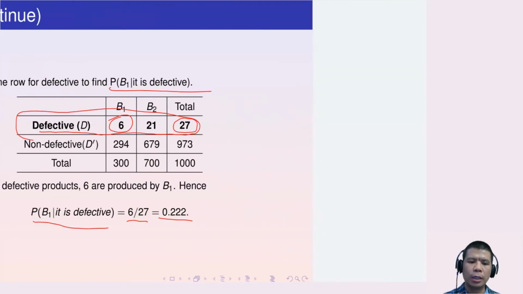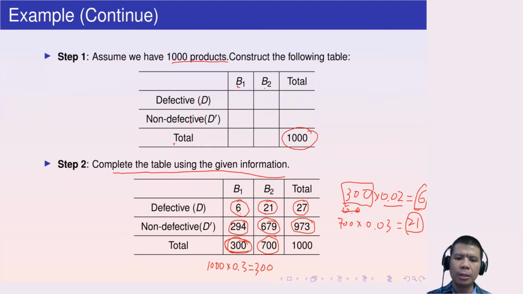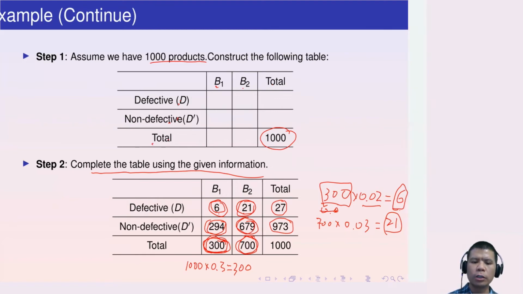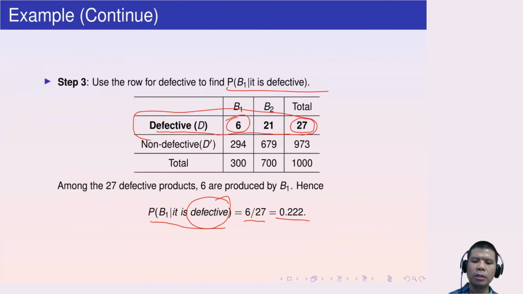Okay, so let's review this problem again. You firstly assume there are 1,000 products. You draw this table, and then you complete this table using the given information, right? Especially the prior probabilities, you find 300 and 700, and then using the defective rate, you find 6, and therefore this one can be found, and then 21, and this one can be found. Then you focus on the first row because the given information is that it is defective. Now that's 6 over 27. That's the conditional probability.